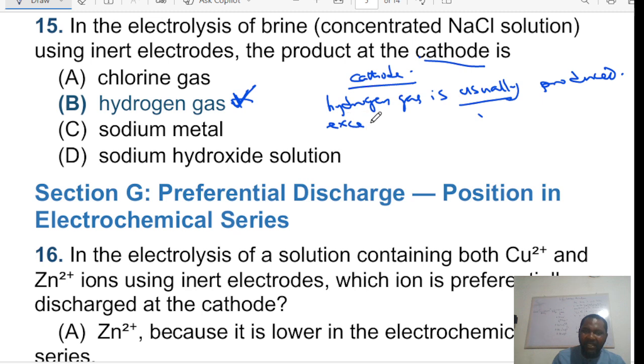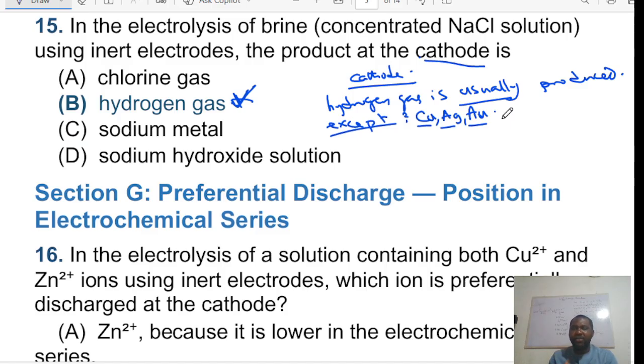Except if the metal it is competing with is below it in the electrochemical series, because there's always a competition. I will explain that. Maybe you have a salt of copper, a salt of silver, a salt of gold. Copper, silver, and gold are metals that are lower than hydrogen in the electrochemical series. If this was concentrated copper chloride, silver chloride, or gold chloride, then I cannot say hydrogen. I know it is either copper, silver, or gold. That you should know for exam purposes.